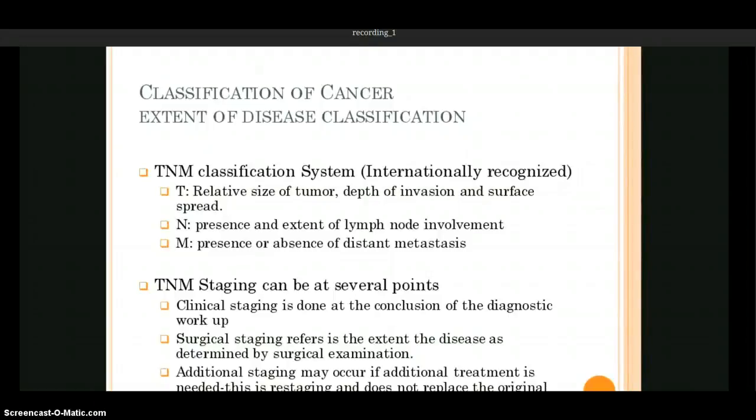Then as far as the M, all the M has to do with is the distant metastasis. Again, we either have it or we don't have it. So an M0 means there is no distant metastasis. An M1 means that distant metastasis has occurred. The only little fly in the ointment there is MX, and all that means is that we cannot assess whether or not distant metastasis has occurred.